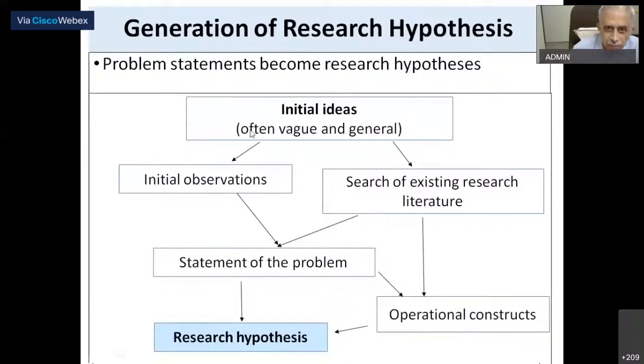So you have a problem in your mind. You have to develop a research hypothesis. The initial ideas will be there. You observe something, then you look at the literature to find out what has been done in this area. Then you make the problem statement, then operational constructs and the research hypothesis. So based on your idea, your research question, and your review of literature, you make a research hypothesis.